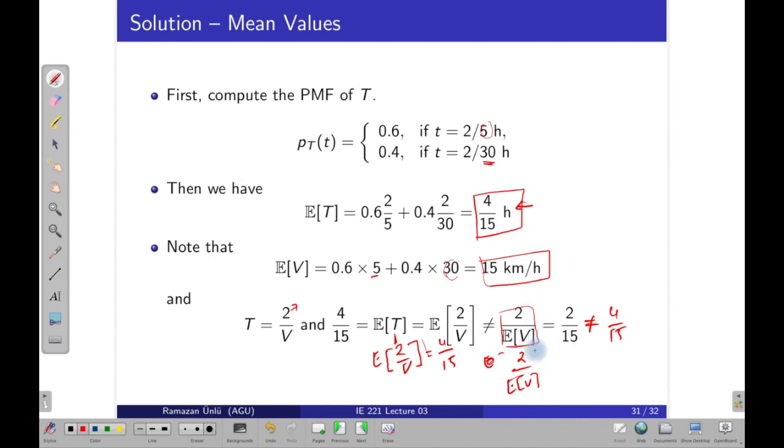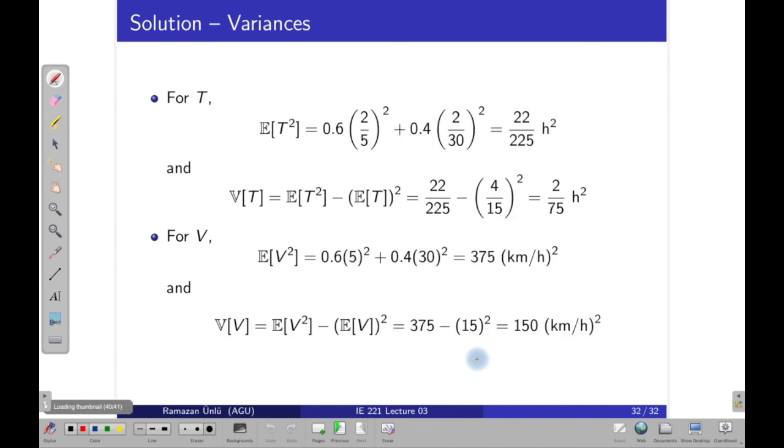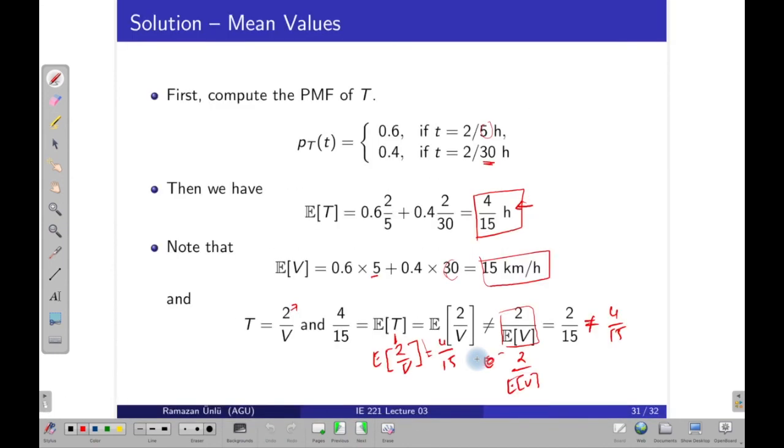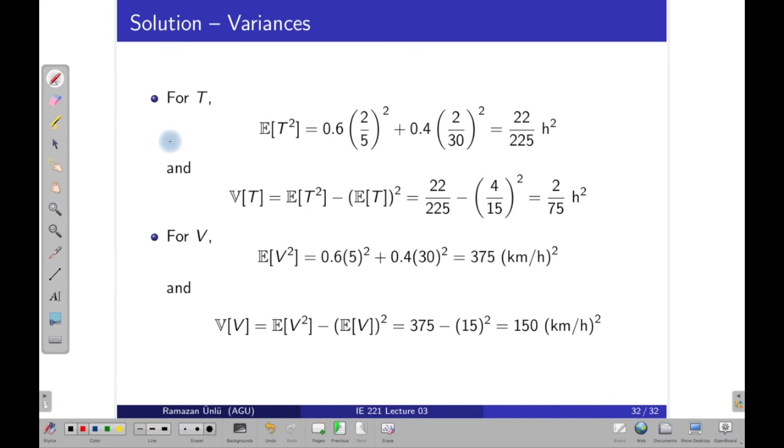So that's why these two things are not equal to each other. The results will change if you distribute the expected operator. So this is an important thing we have to remember. Now let's look at the solution for the variance in the same example.